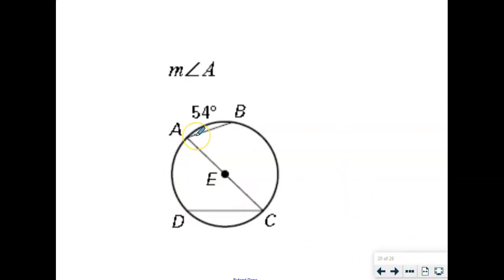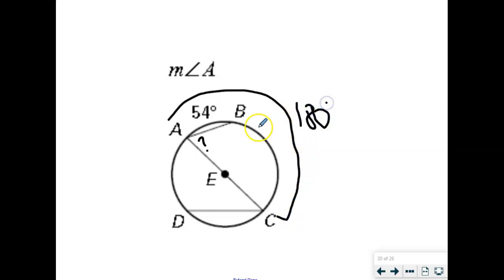We want to find the measure of angle A. Alright, now this time I gave you an arc of 54 degrees and I need this angle right here. Well, this don't look too bad because notice here that I have a diameter, so we know that this is 180, and since this is 180 and this is 54, let's go ahead and subtract 180 minus 54.